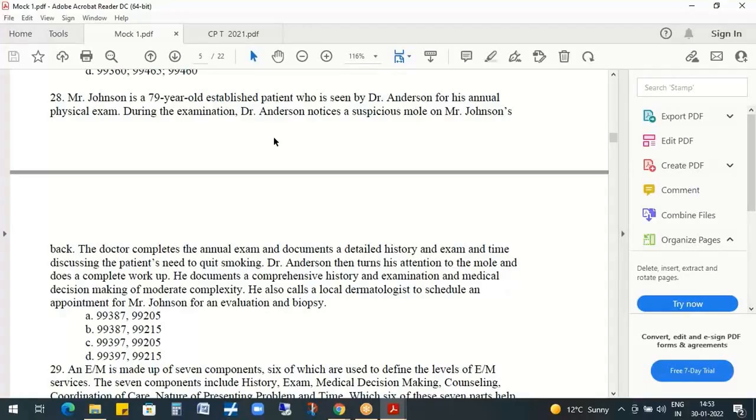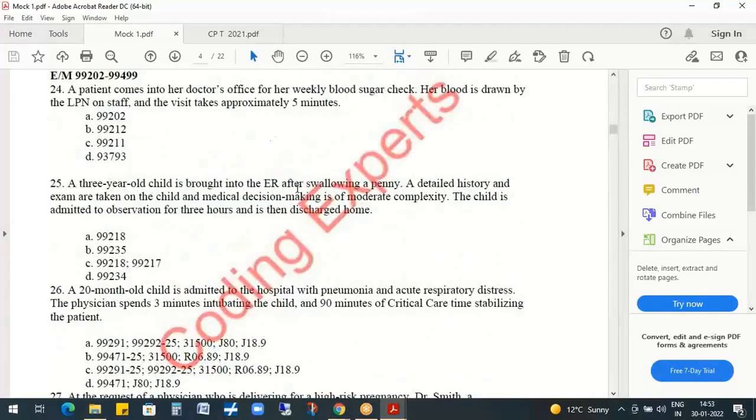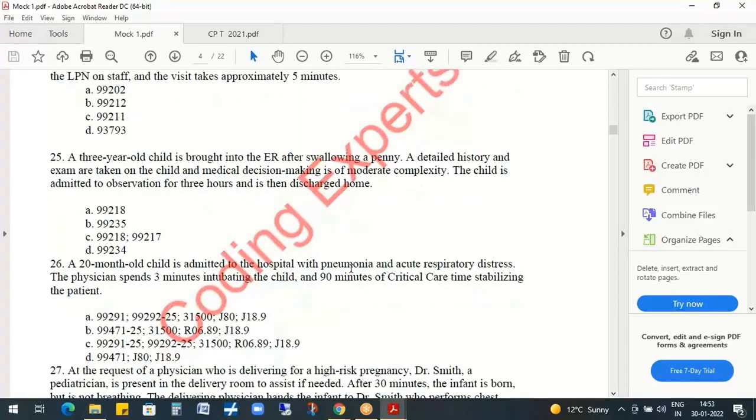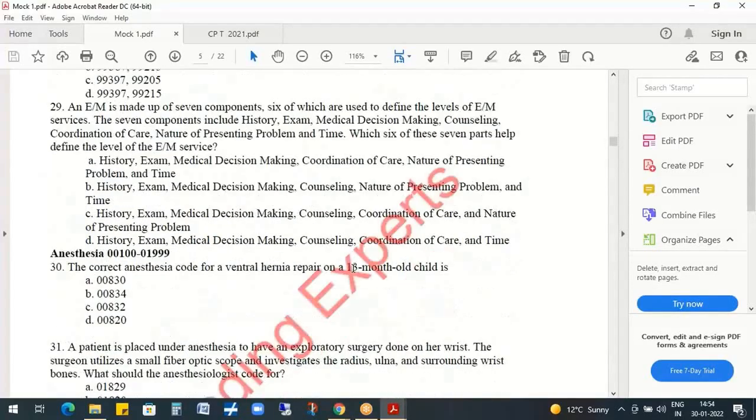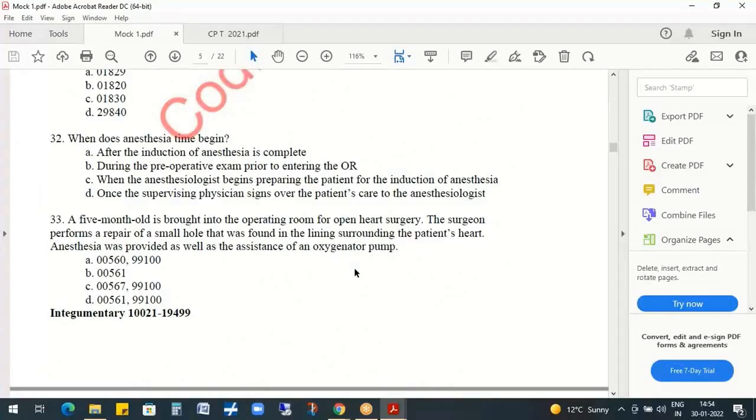Sir, in the 25th question, the patient is in observation, but I coded 99218, and this question is wrong for me. Observation, admitted and discharged on the same day, from observation or inpatient. What is the code series we need to use if a patient is admitted and discharged on the same day? 99234 to 99236. Next, up to 33, any doubts?